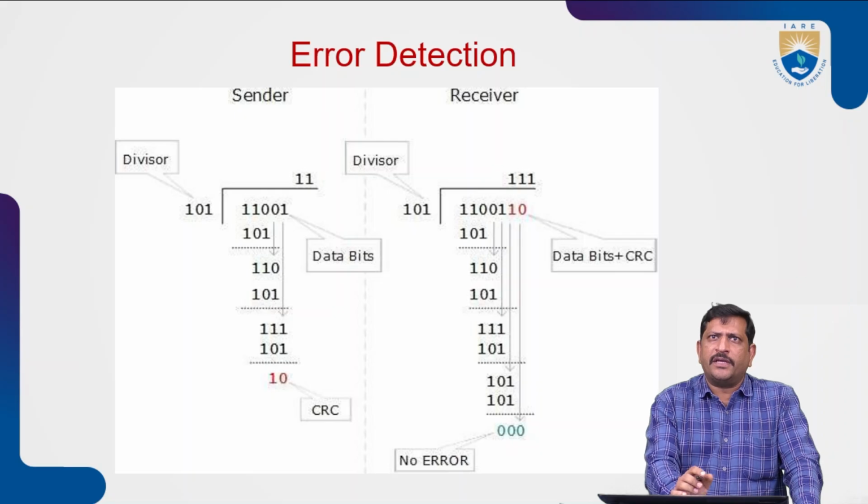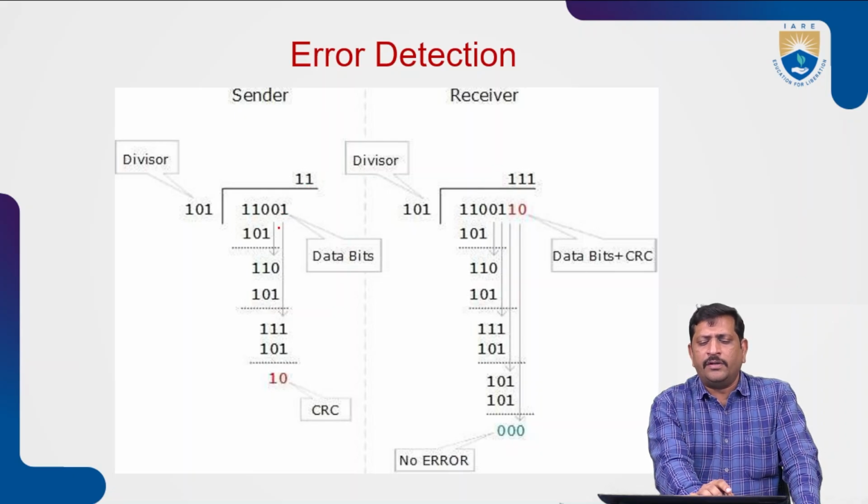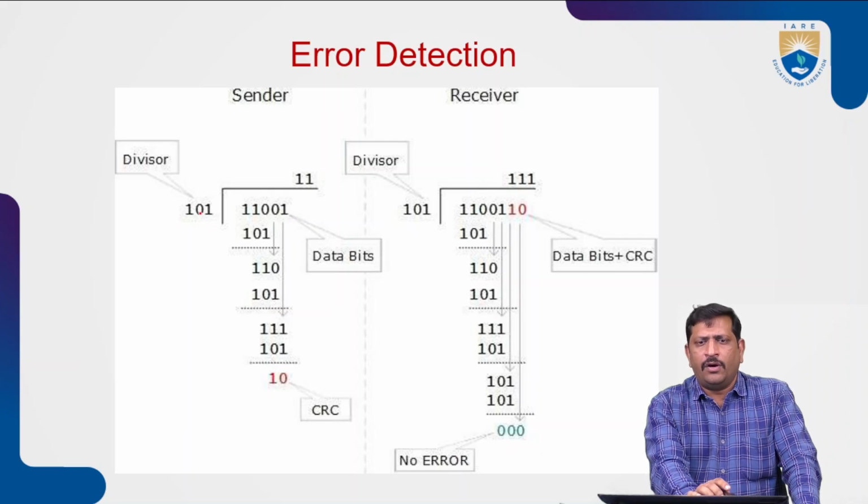For example, the best example: the sender. These values can be generated by the polynomial equation, and the values are 1 1 0 0. The divisor is 101. Now 101 into 1 is 101. Here we are performing the XOR operation. By XOR operation, if we have 0 and 1, two different values, the result is 1. If the values are the same, the result is 0.